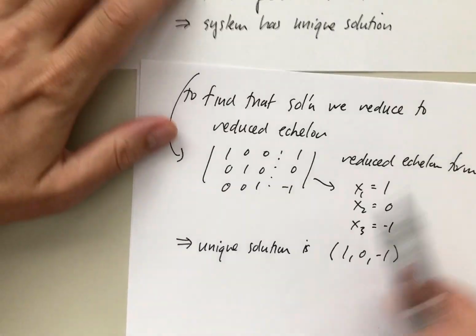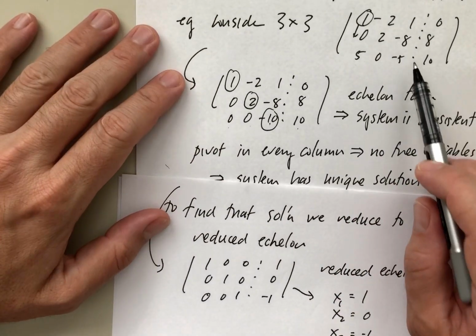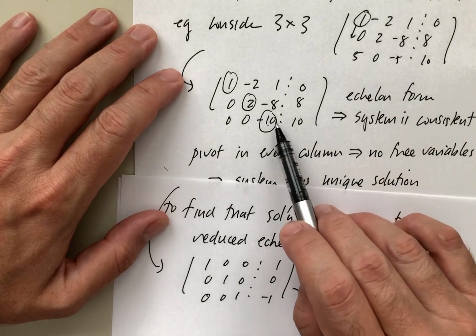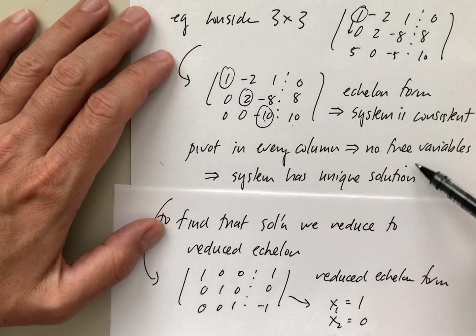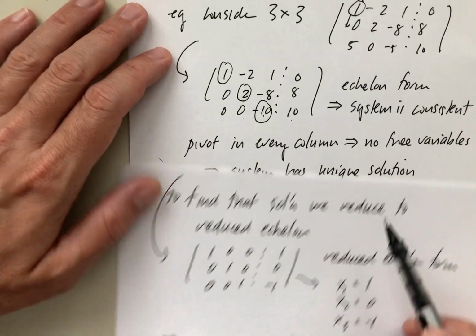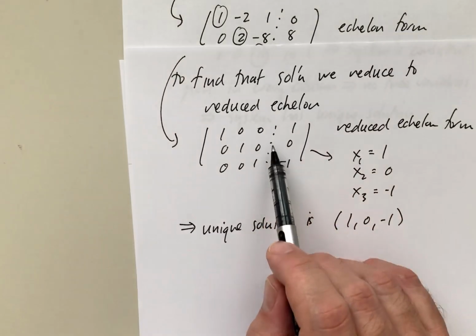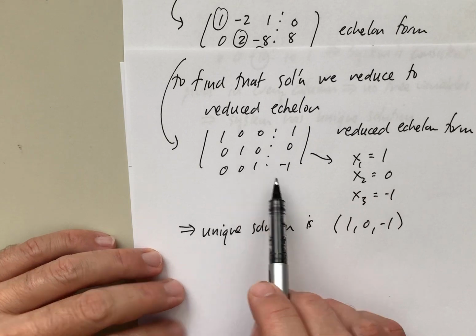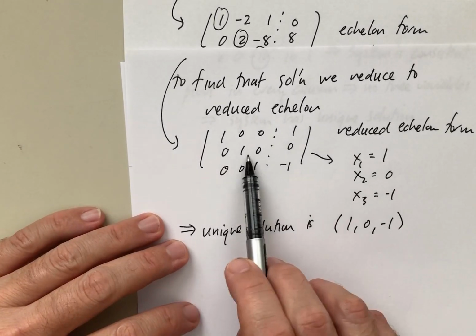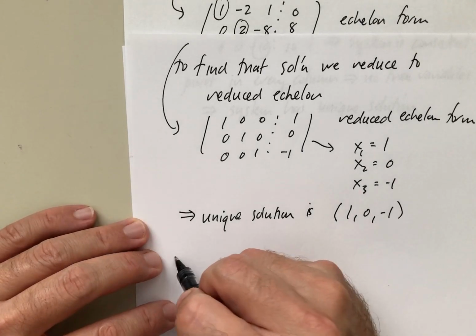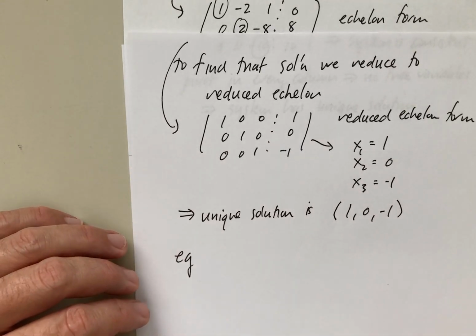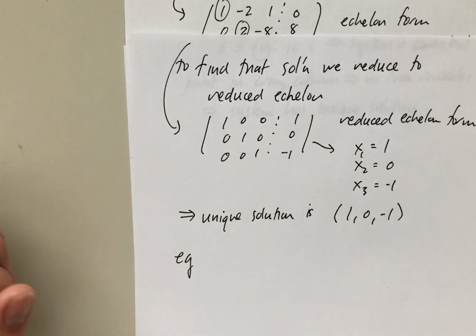And again, just to recap, given the matrix, I reduce it to echelon form, just clearing below pivots. I know that the system is consistent, and in fact there's one solution. If I want to know what that solution is, I go to reduced echelon and I can just read it off: x1 is 1, x2 is 0, x3 is minus 1. I'm done. Let's do one more, maybe slightly more complicated example.